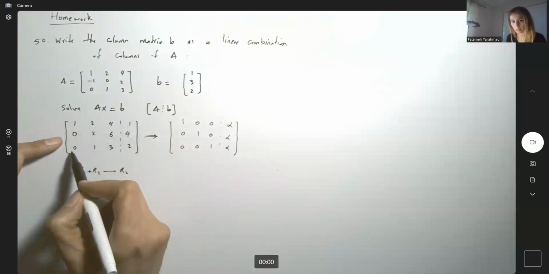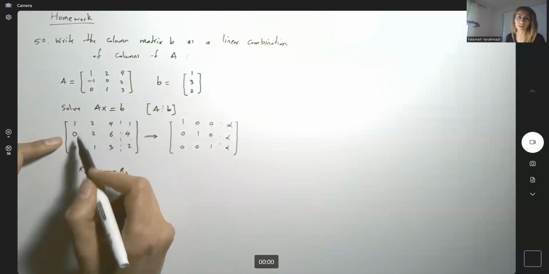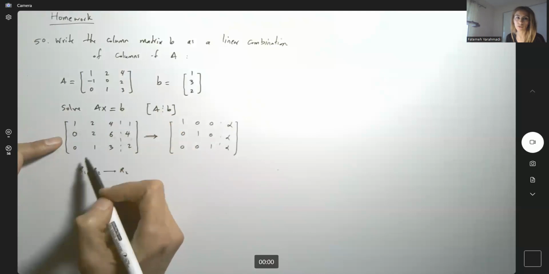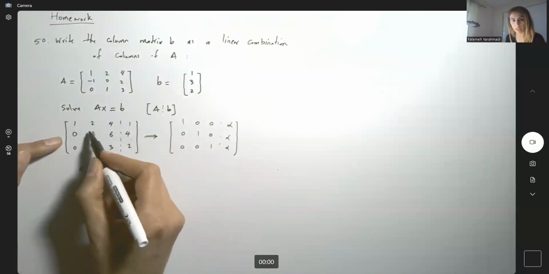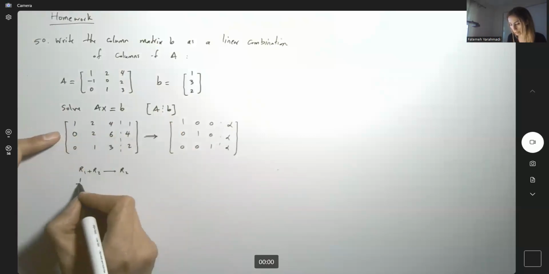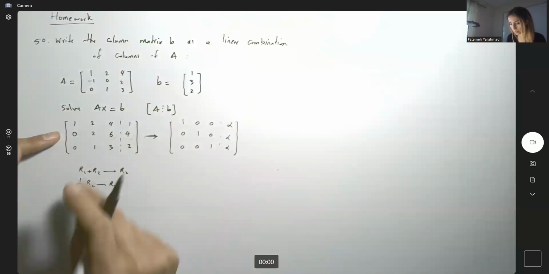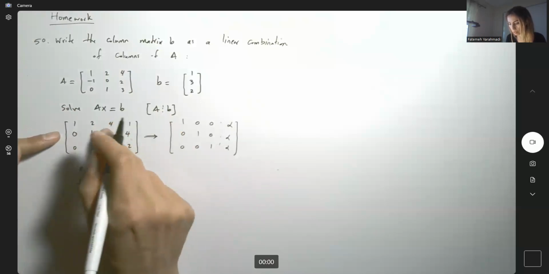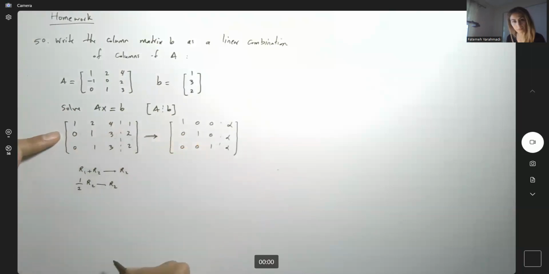Okay, this is 0, so we're not worried about that. We're having a nice first column. Let us move on to the second column. In the second column, this guy must be 1, and these two must be 0. So let us divide R2 by 2. And this is going to be our new R2. 2 divided by 2, 1. 6 divided by 2, 3. 4 divided by 2, 2.